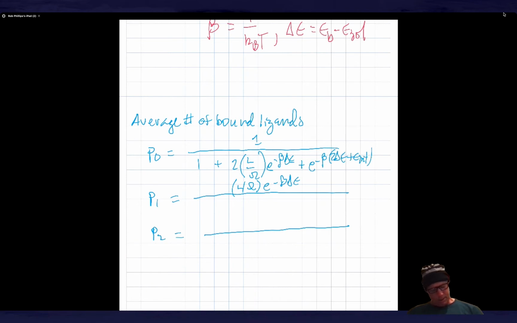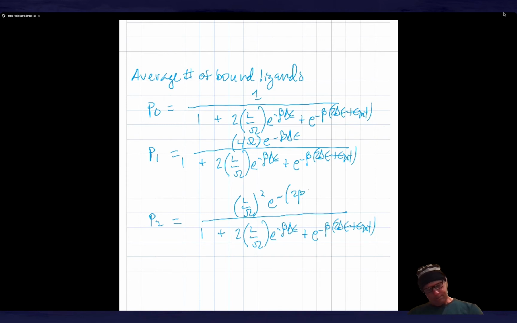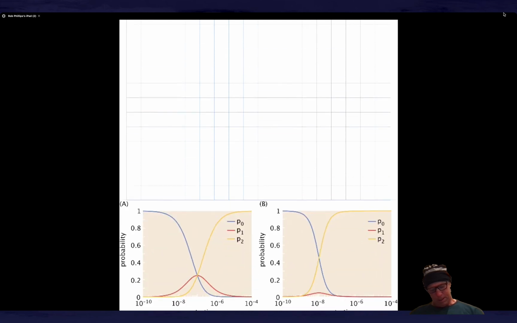So let me capture this. Bear with me. So the probability of this state is L over omega squared, and e to the minus beta 2 delta epsilon plus epsilon int. So those are the probabilities of the three different categories of states.